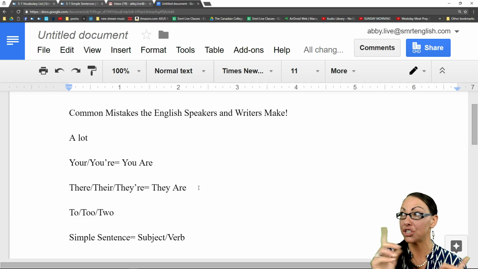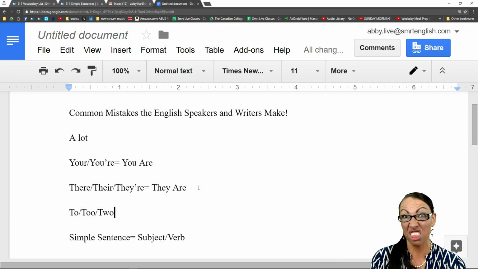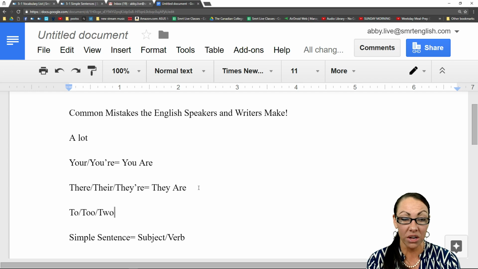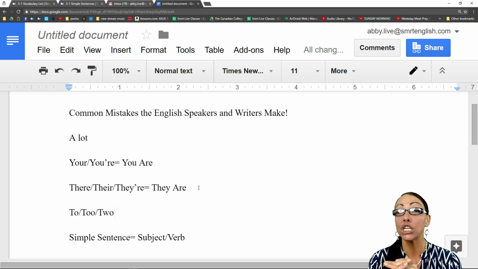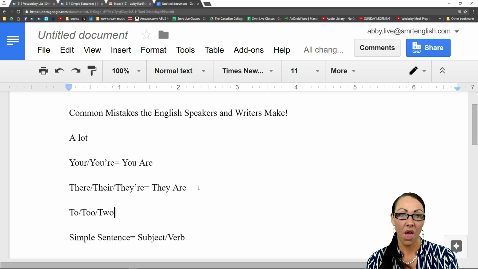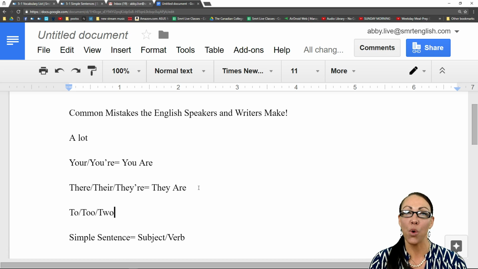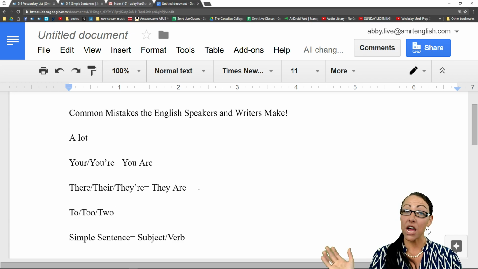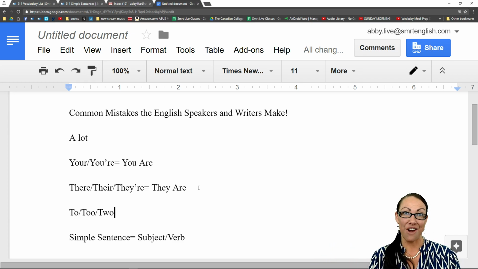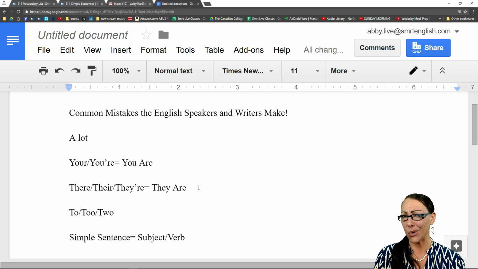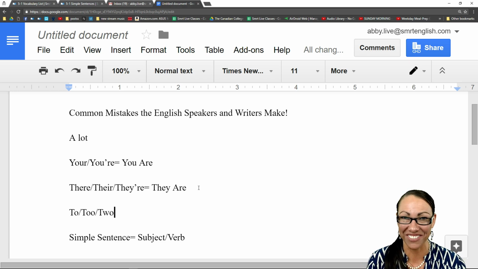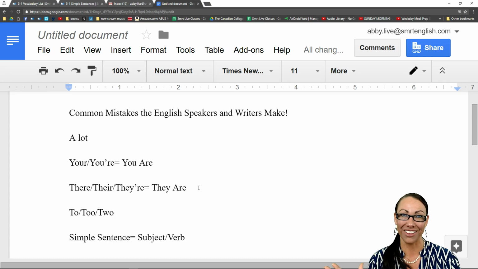And then our last two, to and too and two. To, I'm going to someplace, or I'm writing a letter or an email to someone. TOO, as in too much. And then TWO, as in just the number 2. So, a new part of our class that I will update as I think of examples or as I see examples. Common mistakes that English speakers and writers make. But of course, you all won't, because you are such wonderful learners and you are smart learners.